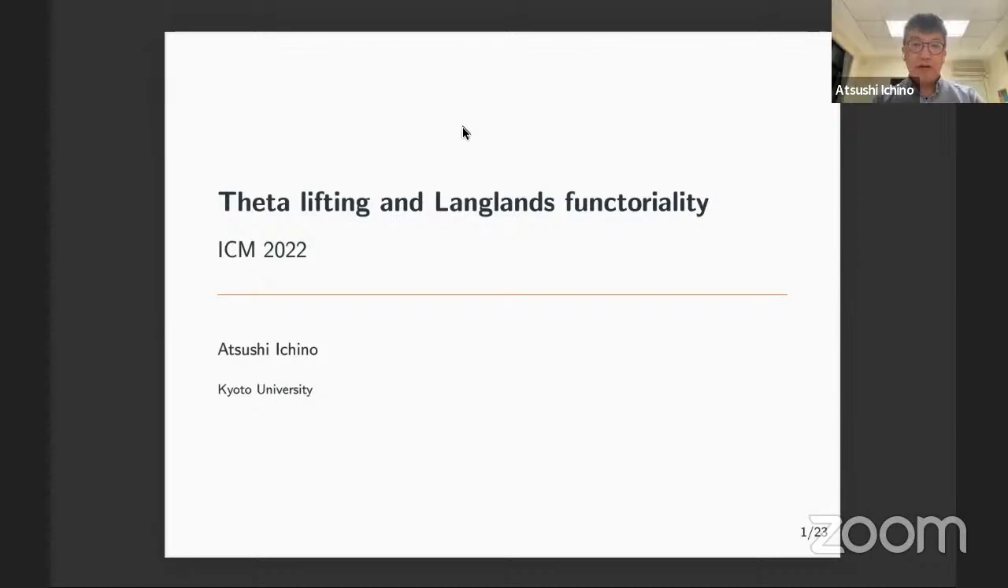Thank you for the introduction, and I'm very honored to speak at this ICM, and I'd like to thank everyone for this opportunity. So today, I'd like to discuss the Langlands functoriality, which is a big subject, but originally came from the theory of automorphic forms. So I'd like to focus on this aspect of automorphic forms.